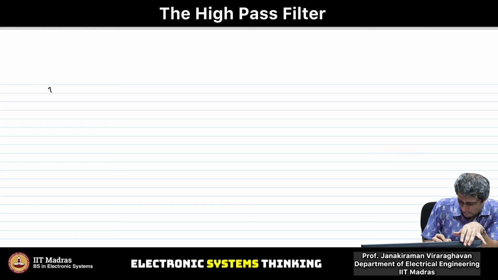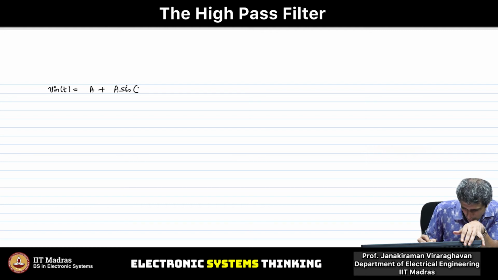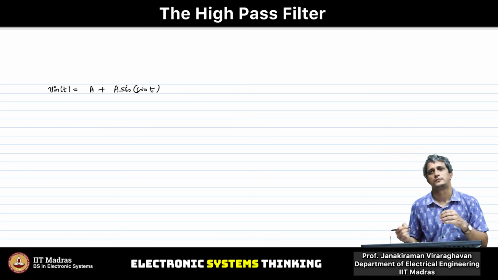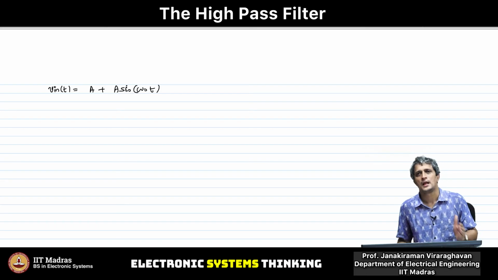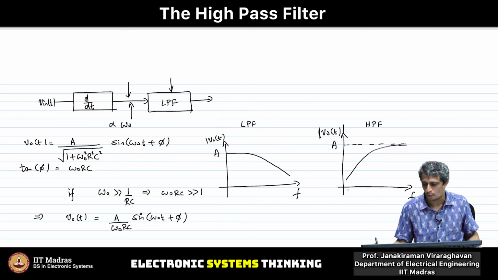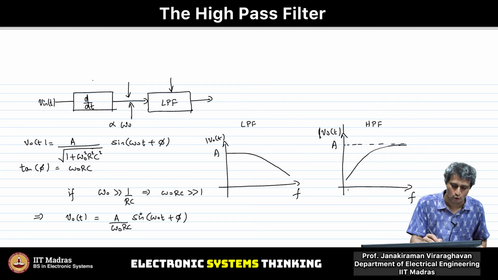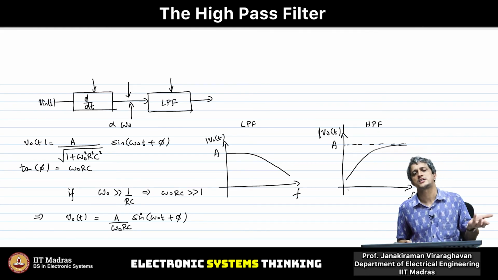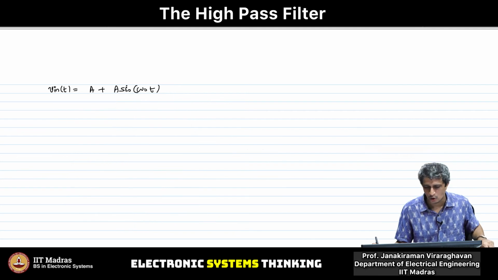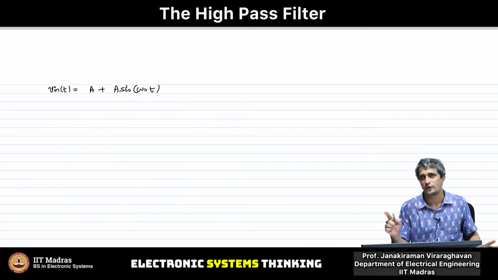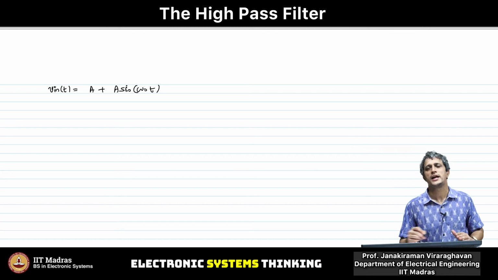So my V in of t is actually A plus A sin omega naught t. It is very easy to see that if I pass this through the derivative block here, it will just kill the A. It's a constant with respect to time. Therefore that is simply going to go, and you will only get A sin omega naught t going into the low pass filter. That will get low pass filtered and you will get some output.